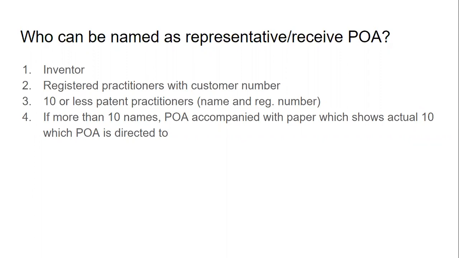registered practitioners. Within the same 10 or less, patent practitioners can be named with their name and registration number. But if more than 10 names are listed, then the power of attorney must be accompanied with a paper which showed the actual 10. So even if you list more than 10, they're still not going to be happy about that, and you'll still have to choose just 10.